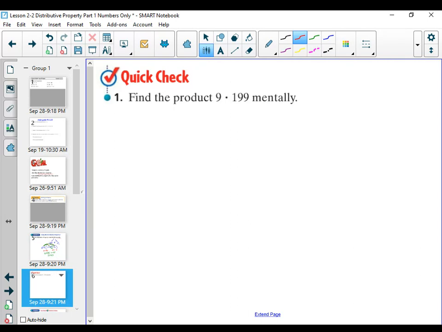Next one. Multiply 9 times 199. But wait, multiply the number in parentheses. There is no number in parentheses. Remember, multiply can also be smushed together with a parenthesis. Multiply the number on the outside times both numbers on the inside. But wait, there aren't two numbers on the inside.